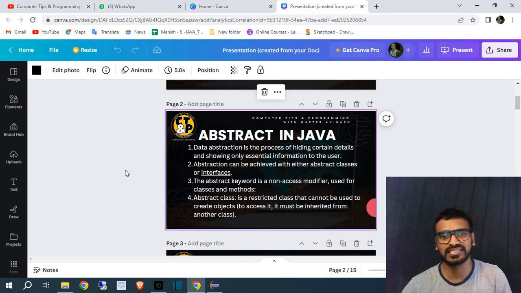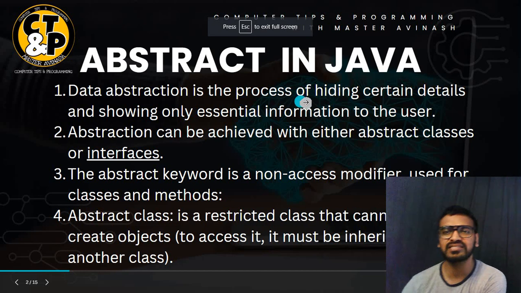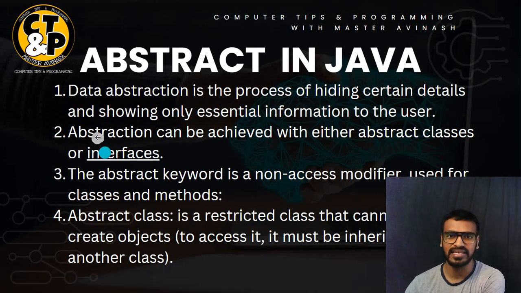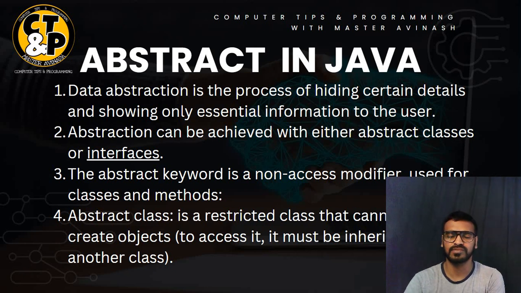And today's topic is abstract. What is abstract in Java? Data abstraction is the process of hiding certain details and showing only essential information to the user. Then what is the meaning of hiding certain details and showing essential information to the user?